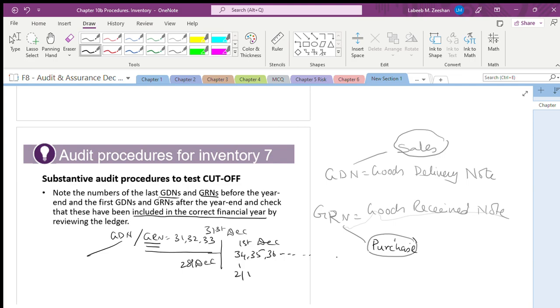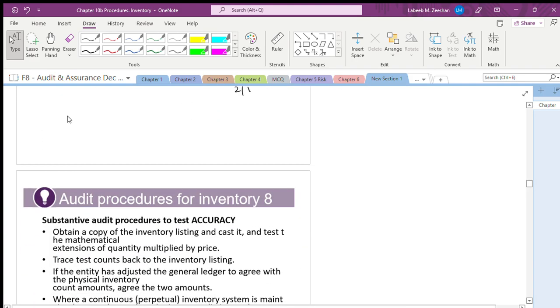Is it right? You have to note the numbers of the last GDNs and GRNs before the year end and after the year end. They are putting both the things very clearly. They say that it is before the year end and they say that it is after the year end. In the examination question, they will ask cutoff. Okay, we have to write.